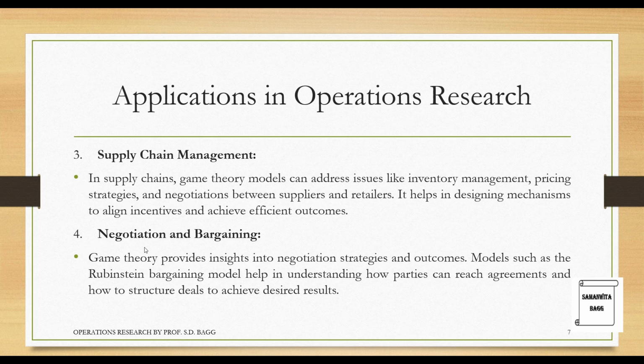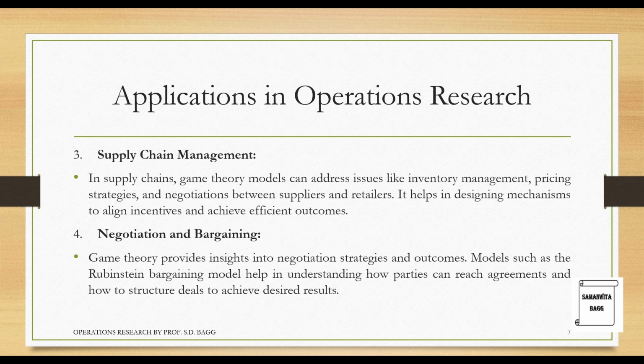The fourth one is negotiation and bargaining. Game theory provides insights into negotiation strategies and outcomes. Models such as the Rubinstein bargaining model help in understanding how parties can reach agreements and how to structure deals to achieve desired results. A standard Rubinstein bargaining model has the following elements.